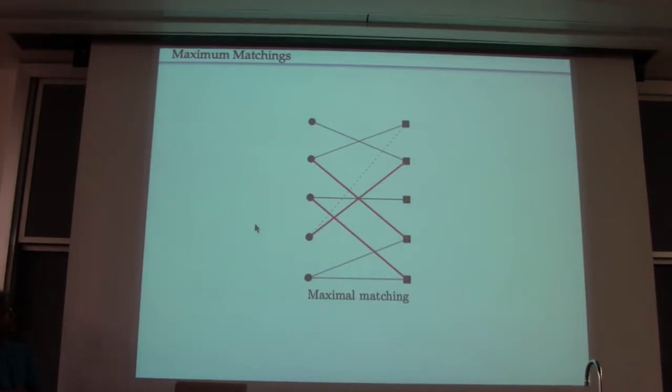So even though I know that there's a better way to do this matching, that I could have got a matching of size 4, there's no way to increase this matching to make it size 4. I'll have to delete something and then add something and so on and so forth. This matching is called maximal.